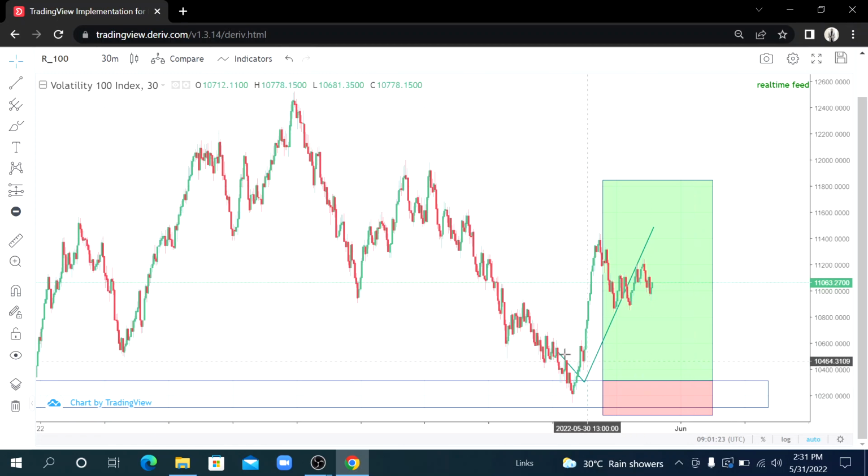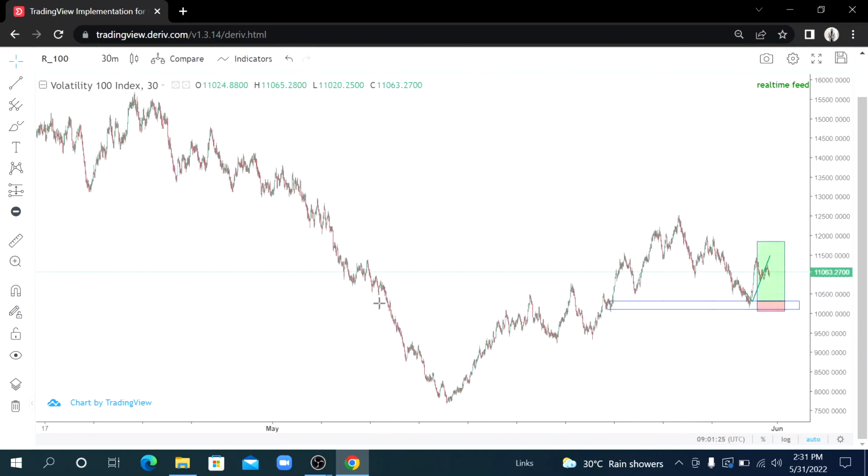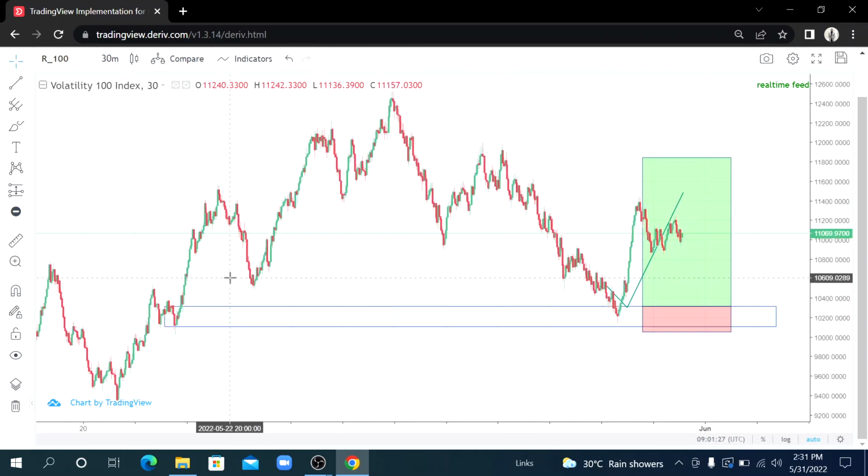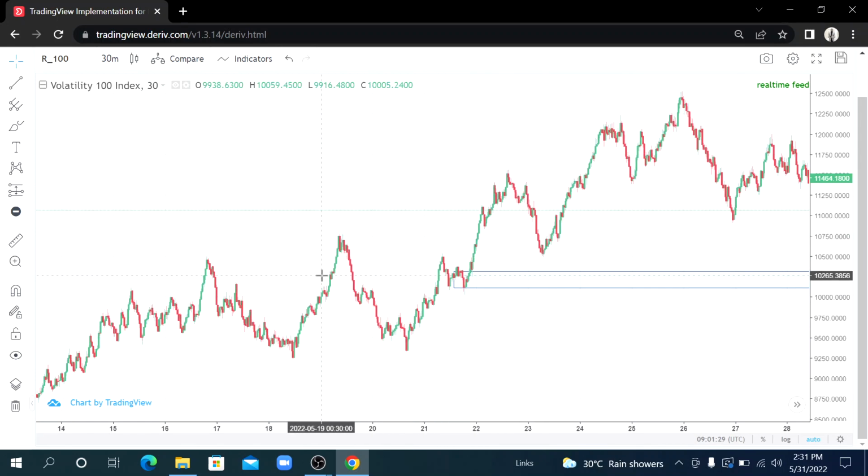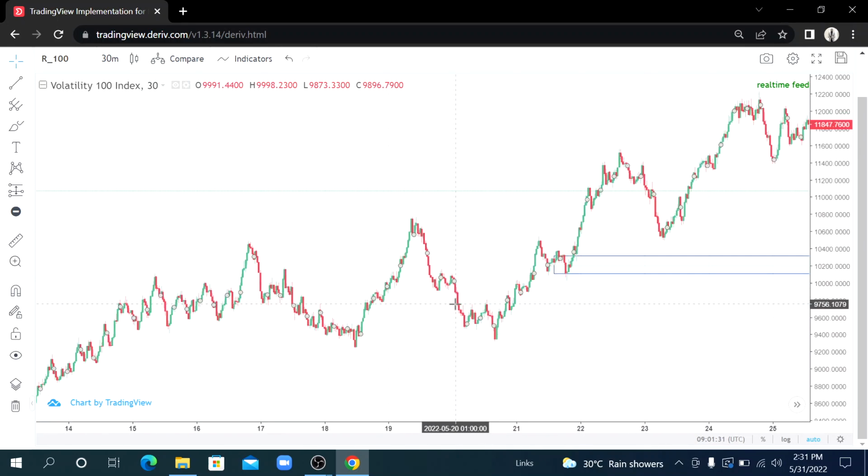So let's explain this. I'm going to be using two popular strategies to explain this. First of all, I'm going to be using support and resistance. What is a support? A support is a region where price gets to and reverses back upward, while a resistance is a region in the market where price gets to and reverses back downwards. So let us say you are trading a support and resistance strategy now, and you want to set your stop loss and take profit.